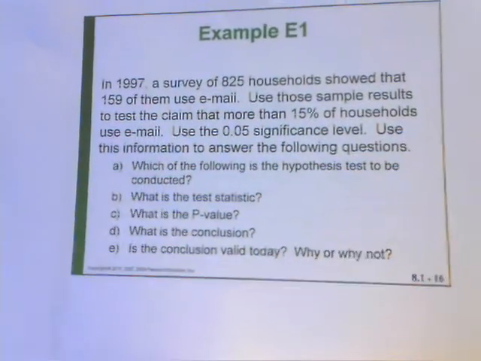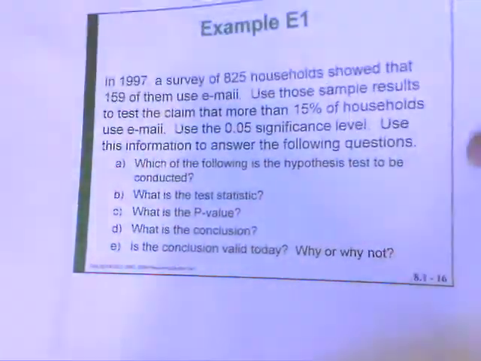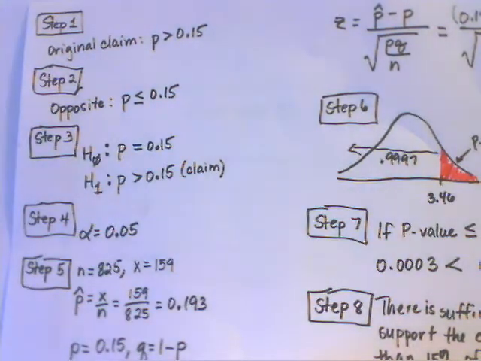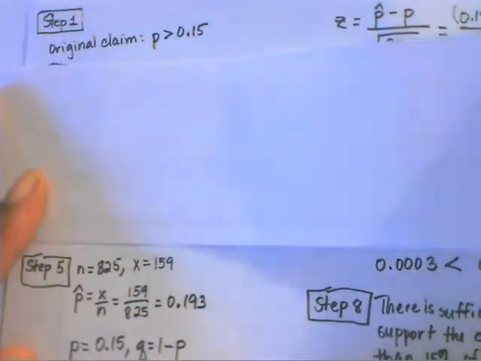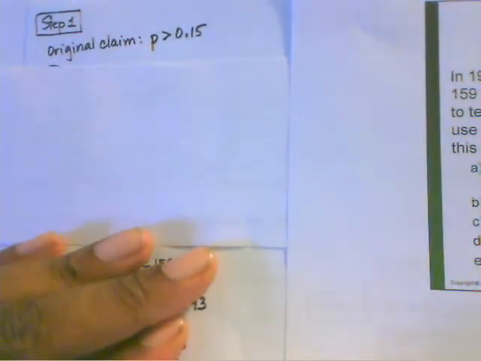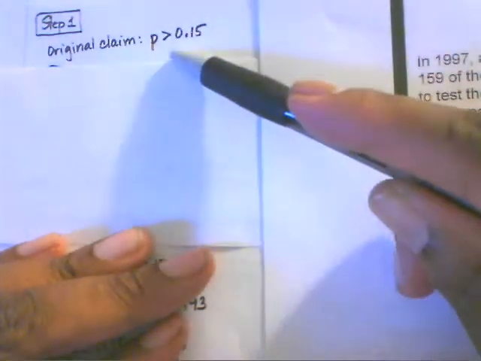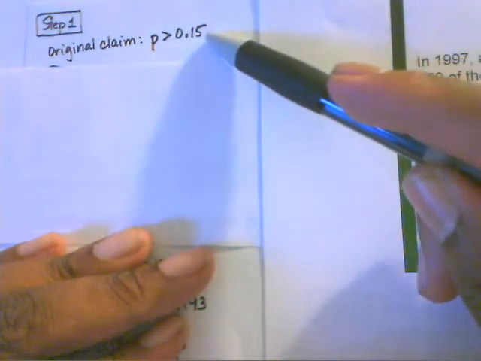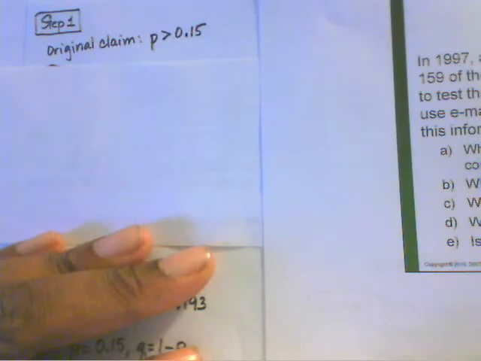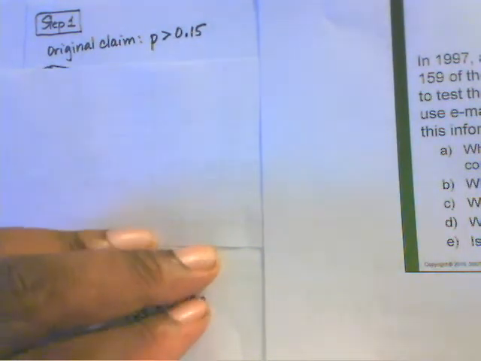Here we're going to be using the p-value approach because they asked for the p-value in this case. I've already done the hypothesis testing procedure, but I'm going to go through this with you step by step to let you see how this is done. In step number 1, you have the original claim. You want to test the claim that more than 15% of households use email. So the original claim would be p is greater than 0.15. That's your original claim written in symbolic form, because 15% as a decimal is 0.15.